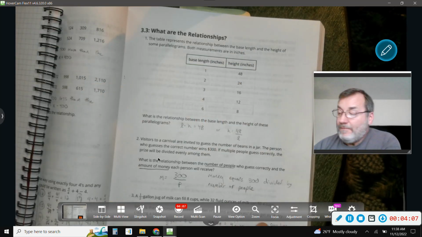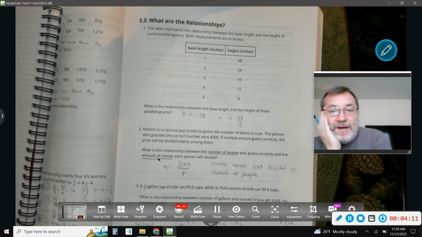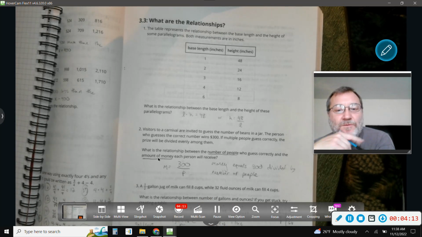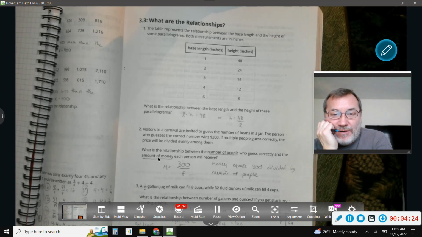All right, let's go down to our next little problem here. It says visitors to a carnival are invited to guess the number of beans in a jar. You've probably done something like that before, just the number of pennies in a jar, a number of jelly beans or something like that. The person who guesses the correct number wins $300. If multiple people guess correctly, the prize will be awarded evenly amongst them.